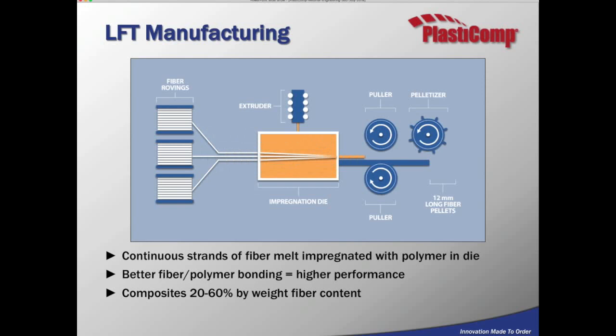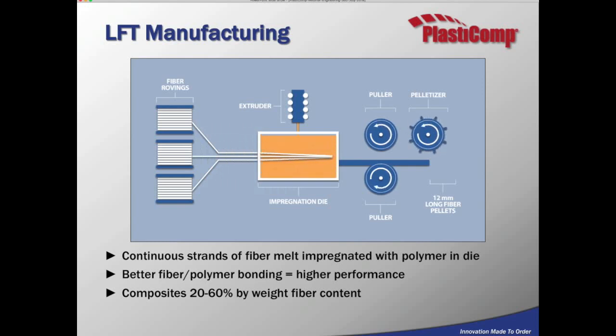So this is our process for making thermoplastic composites, our pultrusion process. And you'll see over on the left, essentially we have fiber rovings, and those rovings are pulled through an impregnation die where they're wetted out. We surround those materials with plastic, and then we pull to the right, and we're basically producing strands, and then those strands are chopped, typically to 12 millimeters. So you get continuous strands of fiber melt impregnated through the polymer die.